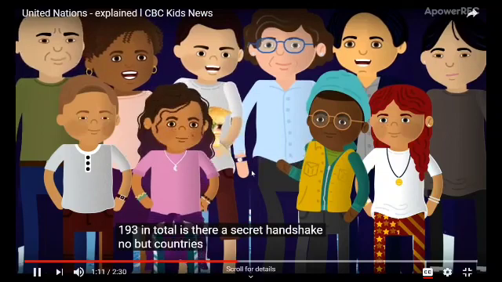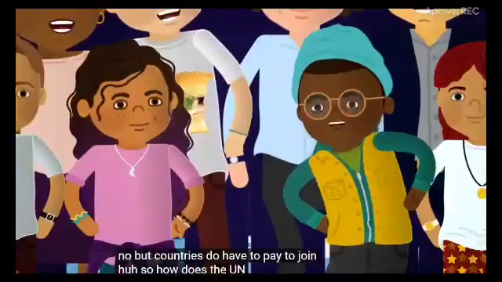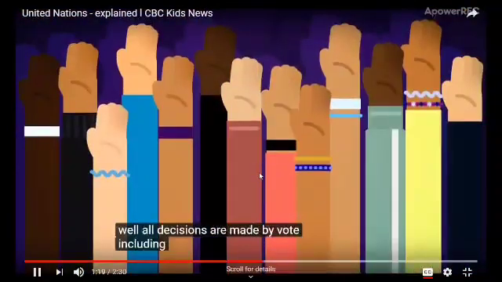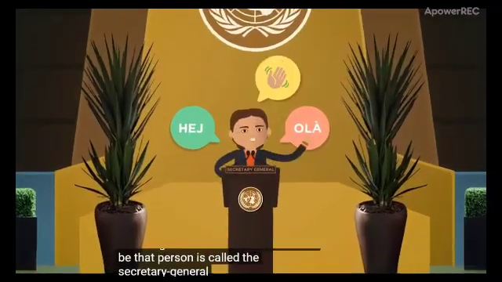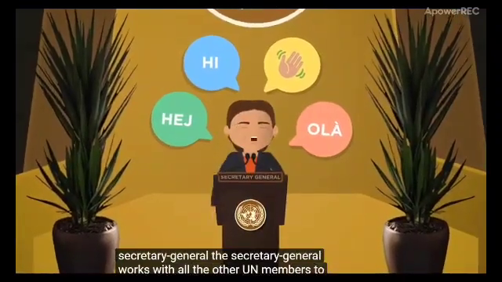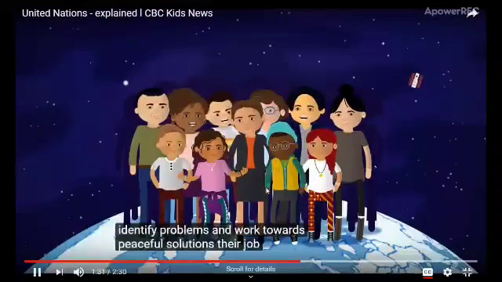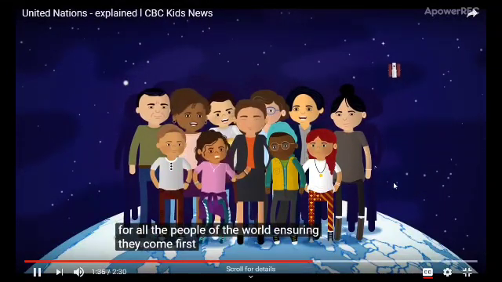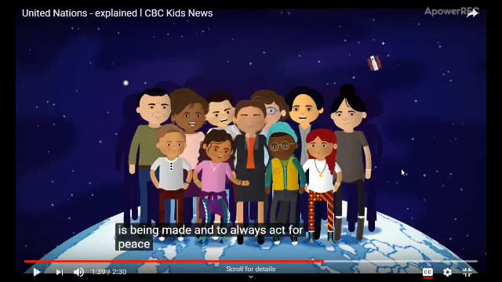No, but countries do have to pay to join. Huh. So how does the UN actually work? Well, all decisions are made by vote, including who the leader of the UN will be. That person is called the Secretary General. The Secretary General works with all the other UN members to identify problems and work towards peaceful solutions. Their job is to speak for all the people of the world, ensuring they come first no matter what decision is being made, and to always act for peace.